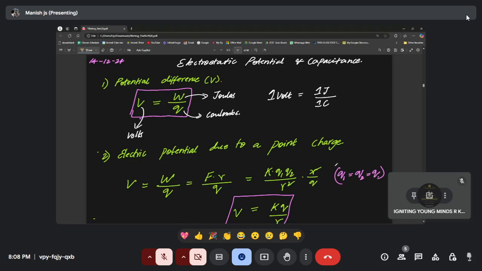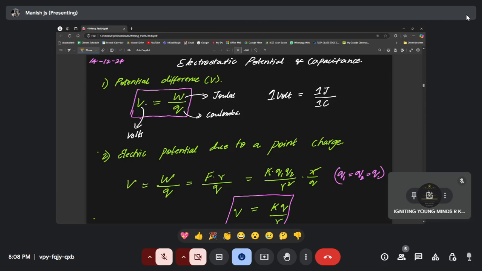Potential difference means the work done in bringing a charge from one point to another against electrostatic forces. That is called potential difference, given by the symbol V. So V stands for potential. The potential, or potential difference, is equal to W upon Q, where W is the work done in bringing a charge from one point to another against electrostatic forces. So W upon Q, this is the formula.